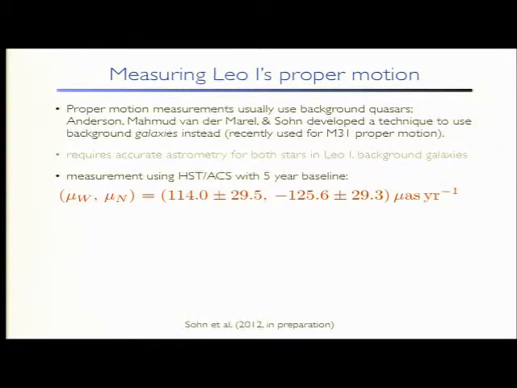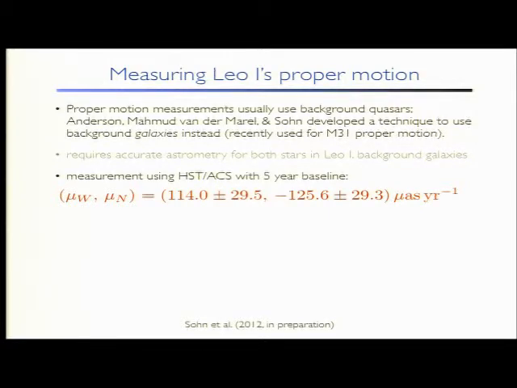So in general, the proper motion measurements for Milky Way satellites have been limited by the number of background quasars with which to define an absolute reference frame. But the group at Space Telescope has now developed a technique to use background galaxies as the absolute reference frame instead, which allowed them to do the proper motion for M31 recently. And so actually now we've got this for LEO-1 as well, five-year baseline with HST. So here's the result in terms of microarcseconds per year. So it's moving at around 150 microarcseconds per year with an error of 40 or so microarcseconds.